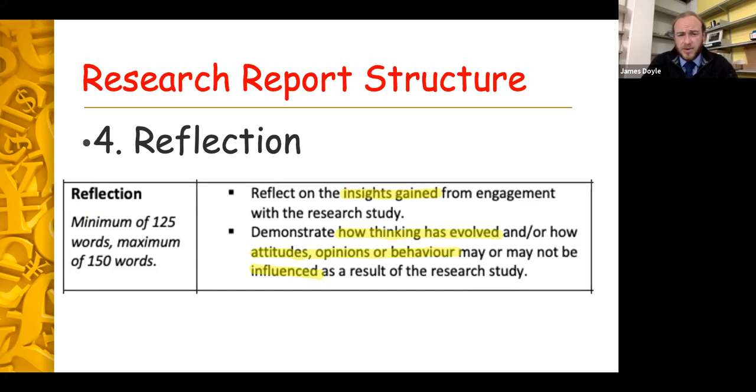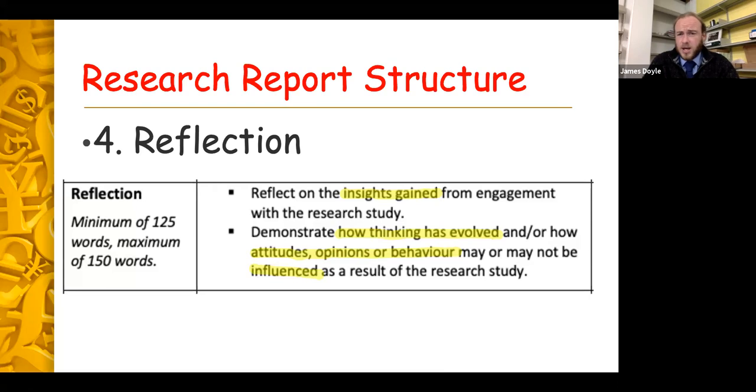And you see there how their attitudes, opinion or behavior may have been changed, or may not have been influenced, as a result of this research study. So how might they engage in a research study again, because now they have the experience of doing one? If they were to tell the fifth years, what would they do differently? These are the type of areas that you'd be looking at in the reflection area.